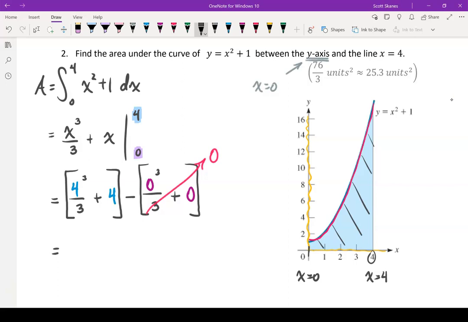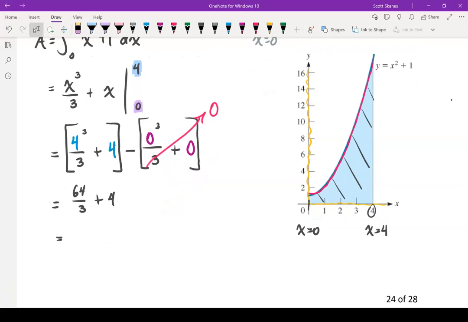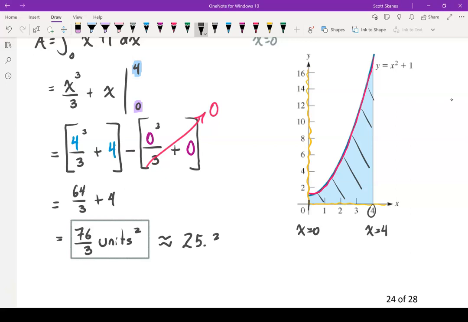But this is going to be 4 cubed over 3, which is 64 over 3, plus a 4, and then minus a 0 here, so I'm not going to write it. 64 over 3 plus 4, if you put it in a calculator, is going to give us 76 over 3. That's an exact answer, so you should put units squared and put a box on that, and we'd be done with this question. Now, if you want to know in terms of more human-like units what this means, you could pop out a decimal and round it to 1 decimal place or 2 decimal places. It would be 25.3 units squared.